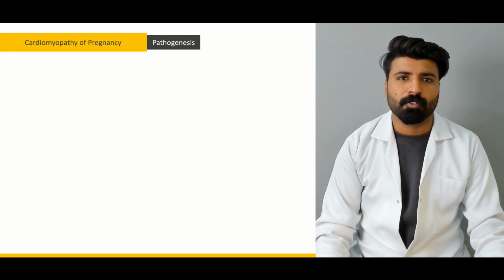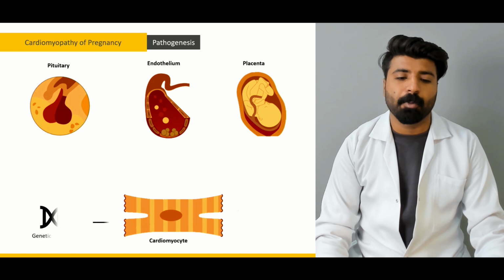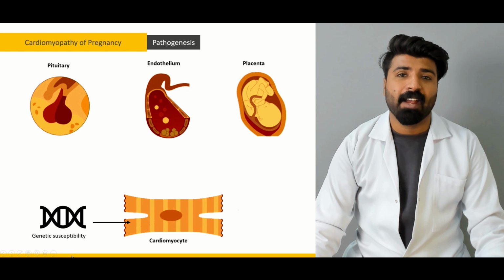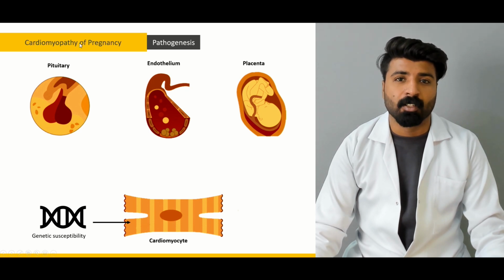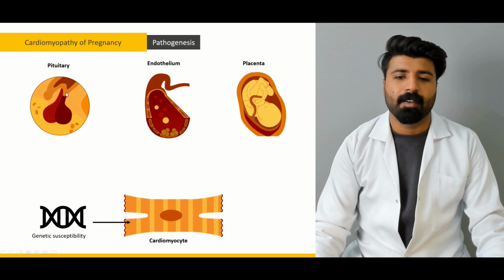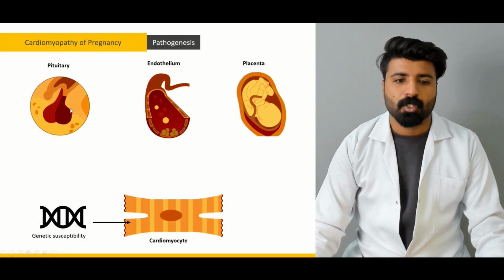So what are the causes of cardiomyopathy of pregnancy? First of all, it can be because of genetic susceptibility. Patients might have a genetic susceptibility to getting cardiomyopathy of pregnancy. So either they can be genetically susceptible, or it can be because of the pituitary gland, because of endothelial injury, or because of placental factors. So let's talk about the pituitary.